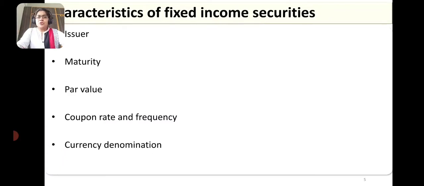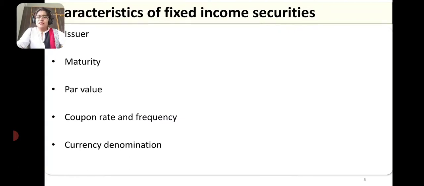Then they carry a maturity time. Along with the fixed rate of return, they also carry a maturity date or a maturity period. Most of the fixed income securities are not perpetual and will have a maturity period. You may rarely see perpetual fixed income securities, but most of them will have their own maturity period. That period may be 3 years, 5 years, 10 years, as the case may be.